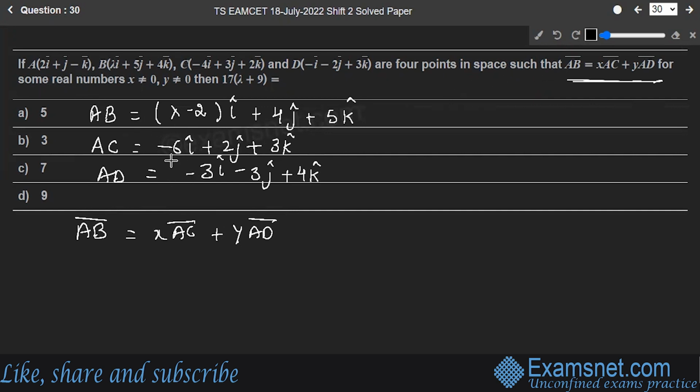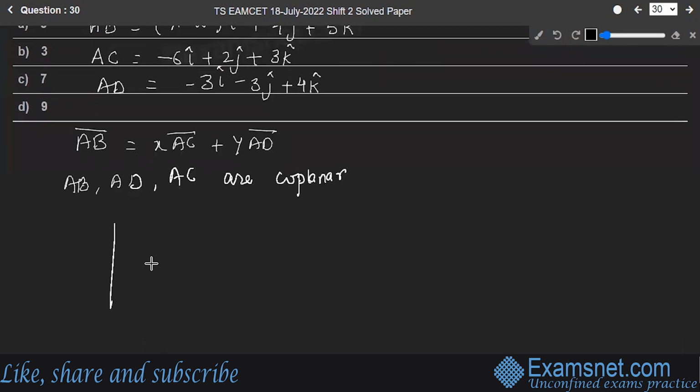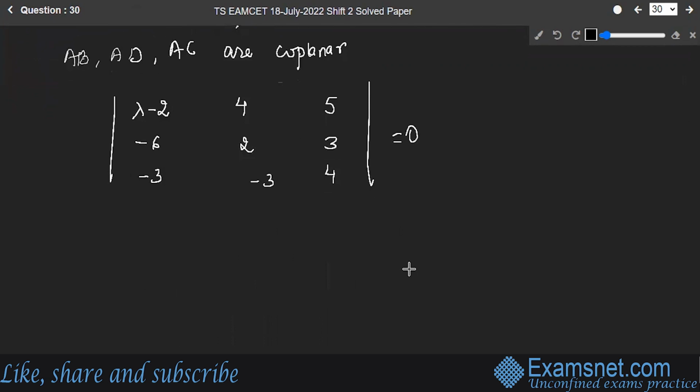And one thing, such that these are real numbers. Okay. So, this shows that AB, AD, and AC are coplanar. That means the determinant of them, that is lambda minus 2, 4, 5, minus 6, 2, 3, minus 3, minus 3, and 4 is equal to 0. Determinant is 0. Let's find out a determinant now.